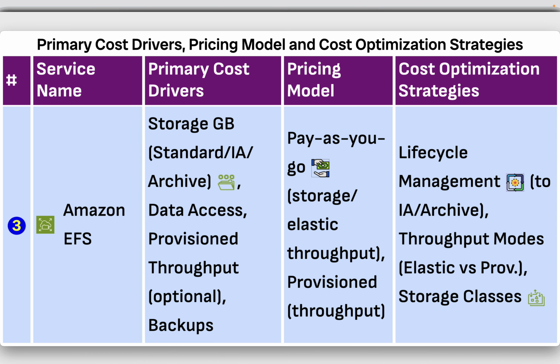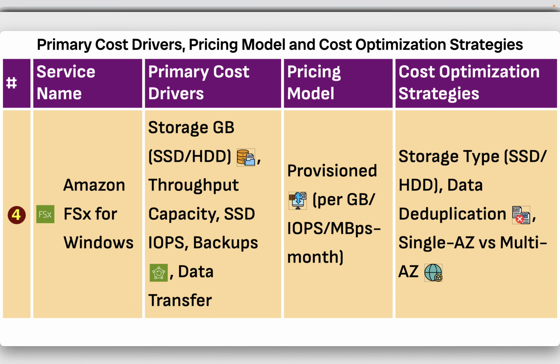EFS, primary cost drivers are storage GB, and we have standard, infrequent access, and archive, and data access, provisioned throughput, which is optional, and backups. Pricing model is pay as you go for storage and elastic throughput. So there are two types, storage and elastic throughput, and provisioned throughput. Cost optimization depends on lifecycle management, to infrequent access or archive, and throughput modes, which can be elastic versus provisioned, and lastly storage classes.